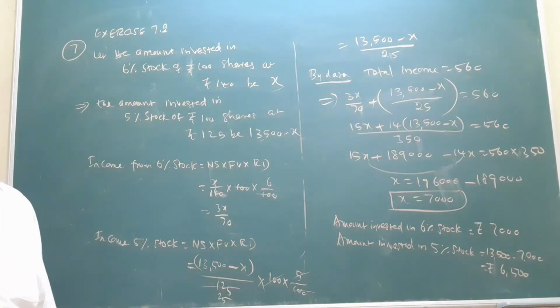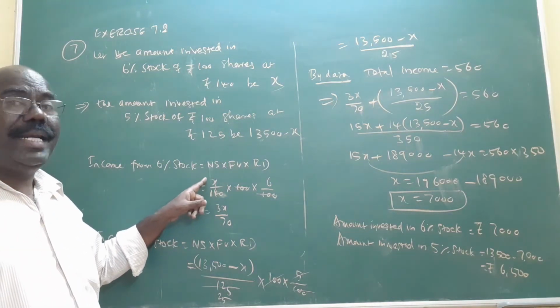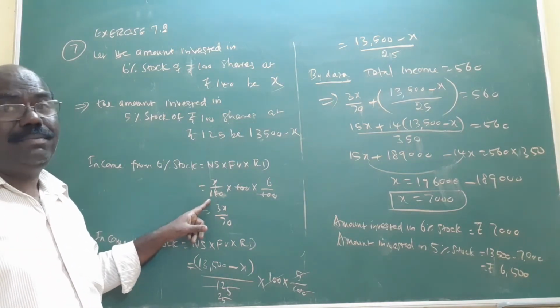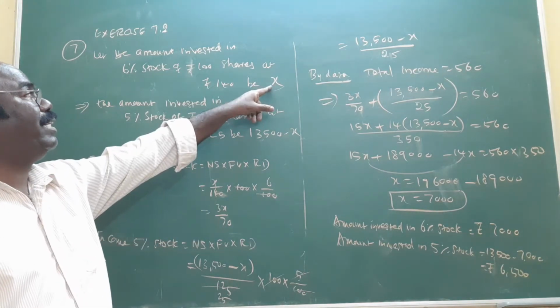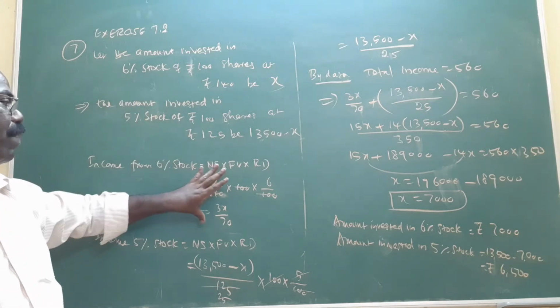Number of shares, face value, rate of dividend. The face value, number of shares, what is the formula? Money invested divided by market value. Okay, what is the investment? X, market value 140. This is the face value. Rate of dividend 6%. By using the formula, we get the answer.